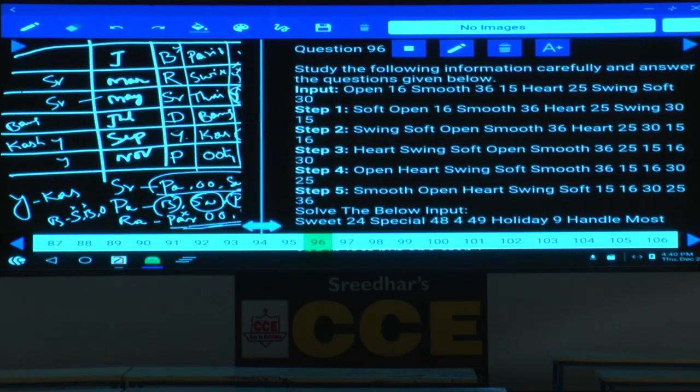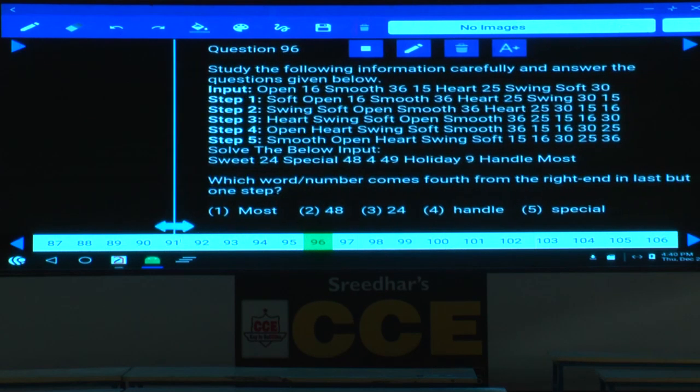As there are 10 elements, how many steps are there? We have 5 steps. In each of these steps, exactly 2 elements are being arranged. Now let us check this one: smooth, open, hot, swing and soft, and 15, 16, 30, 25 and 36 are the numbers here.